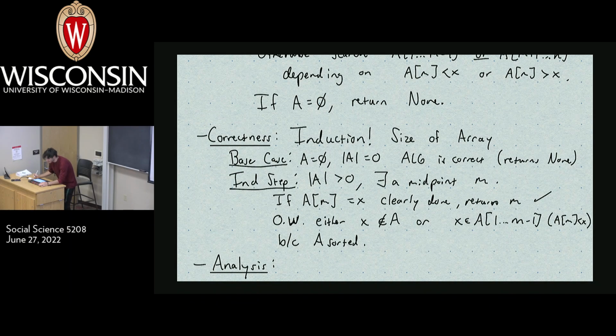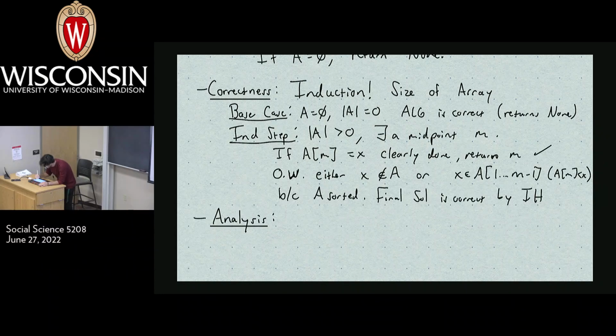And now what's the last step? We do nothing. We let the recursion fairy solve it. And then the final solution is correct by the induction hypothesis, because the induction hypothesis just says the recursion fairy's part is correct. Okay?